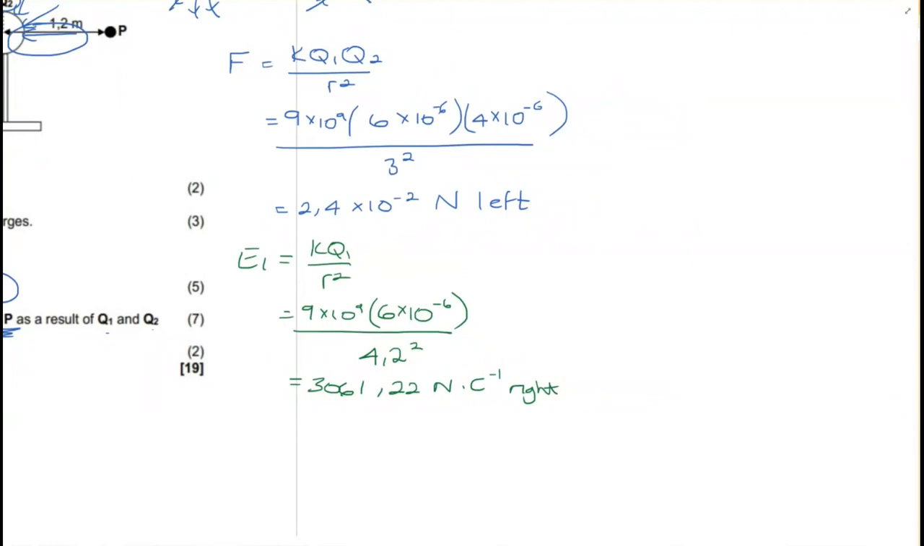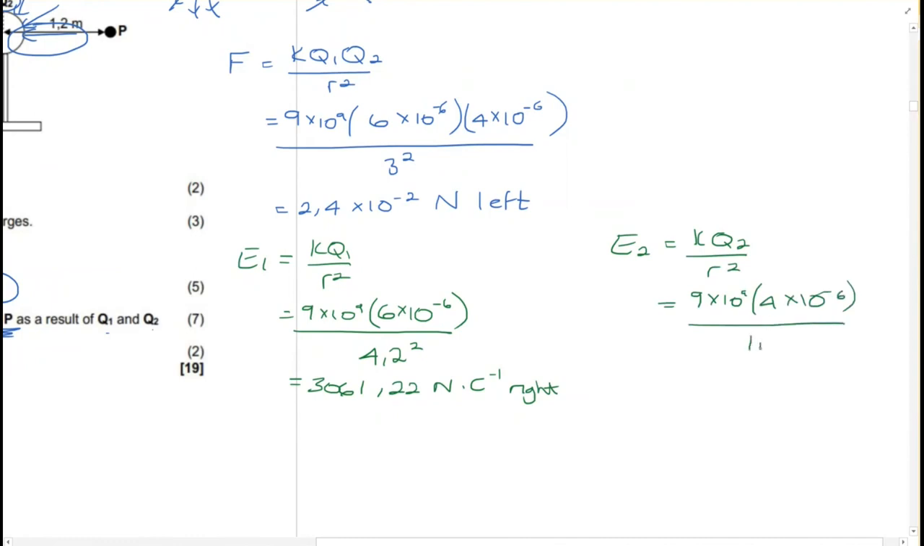Okay. Then the other one. So the field of 2, we've also got k. Now we're going to use Q2. So k is 9 times 10 to the 9. Q2 is 4 times 10 to the -6. And our distance is now only the 1.2. Okay, and that's going to give you 25000 Newton per Coulomb to the left.